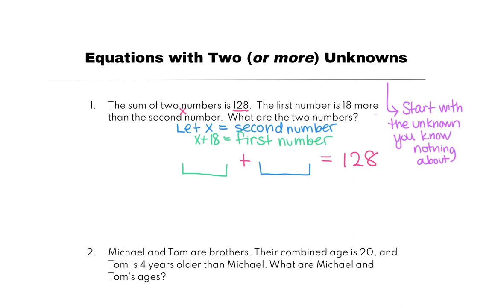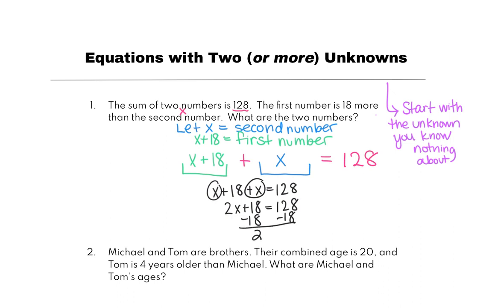Now that we've defined both of our variables, we can plug these into our equation. So our first number, x plus 18, plus x, our second number, is going to equal 128. I'm going to rewrite this all in one color just so that we can go ahead and solve it. The first thing we're going to do is combine our like terms. So we have 2x plus 18 equals 128. We're going to subtract 18 from both sides. That's going to give me 2x equals 110.